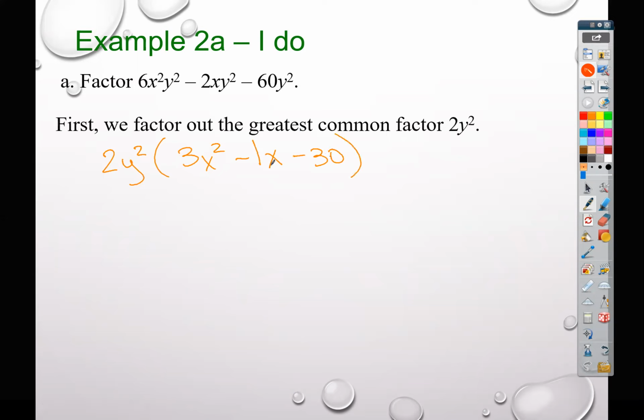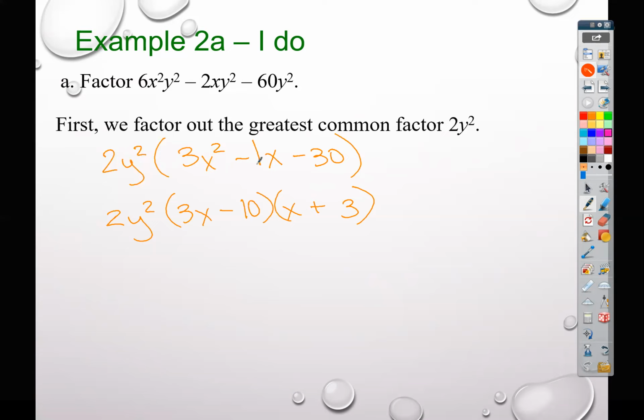Okay, now I'm going to factor this using guess and check. So what times what is 3x squared? 3x and x. What times what is 30? We know that it's 10 and 3, right? So I'm going to put a 3 here and a 10 here, because let's check it and see. You can't forget that. If you're doing guess and check, you can't forget the check part.